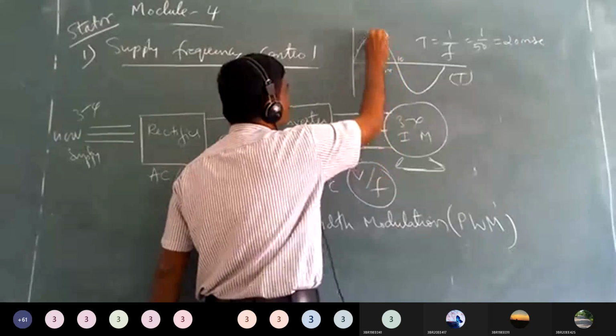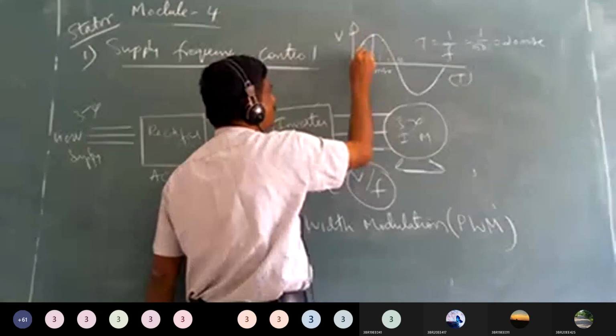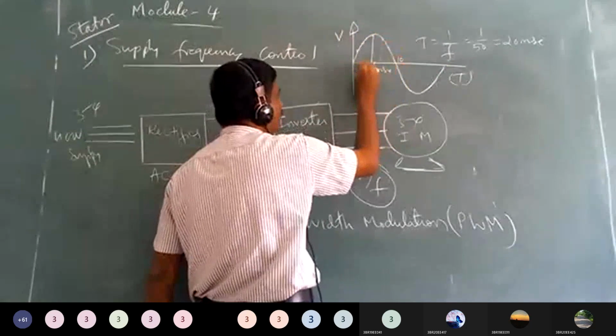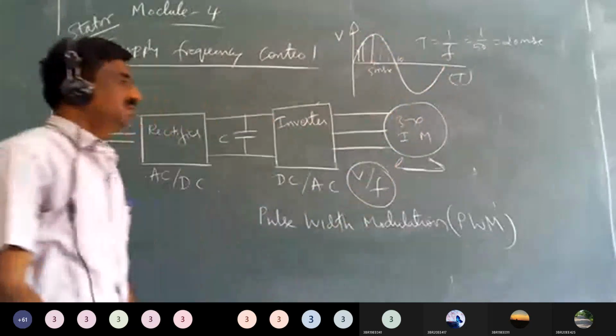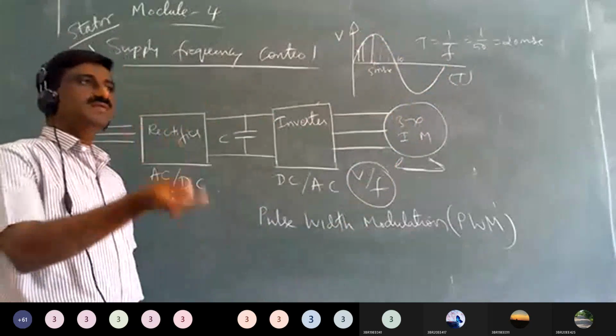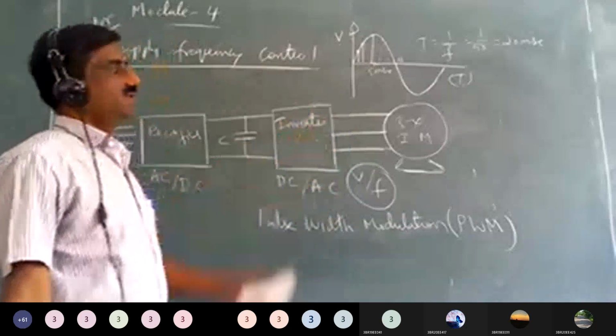So time is also varied. Time is nothing but a frequency change, as well as voltage also changing. See, along with the frequency, voltage is also changing. Both voltage as well as frequency are varied in order to maintain the flux constant, thereby any desired speed can be achieved.